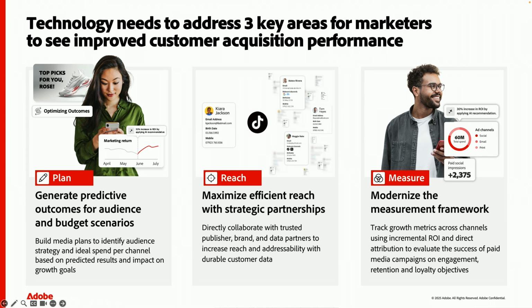Next, they need something that's going to help them maximize efficient reach by activating into publisher and partner environments for both direct and expanded audience reach so that they can combat that signal loss and that fragmentation that's happening and hampering the scale that they're able to deliver on. And they need to know which audiences are most cost effective and providing the most value in terms of taking the actions that they ultimately want them to take.